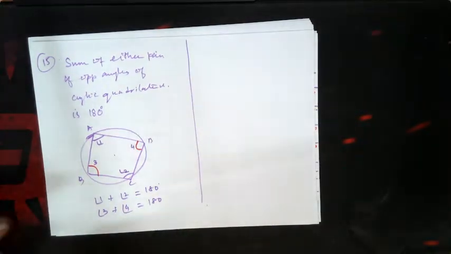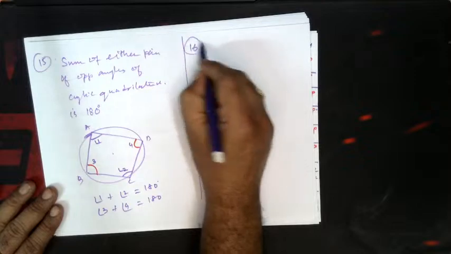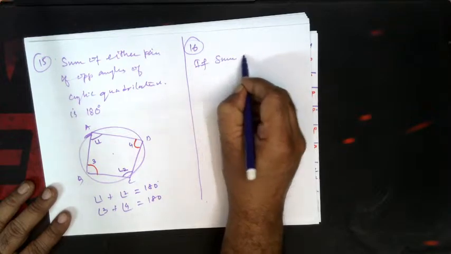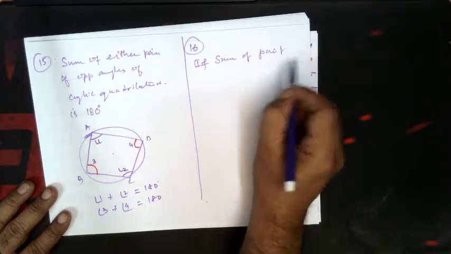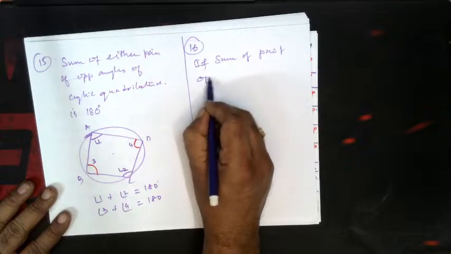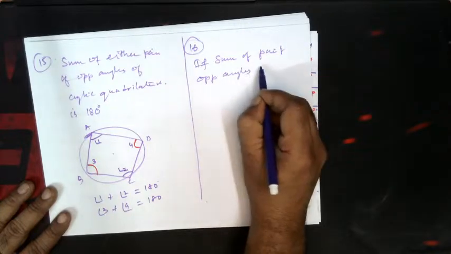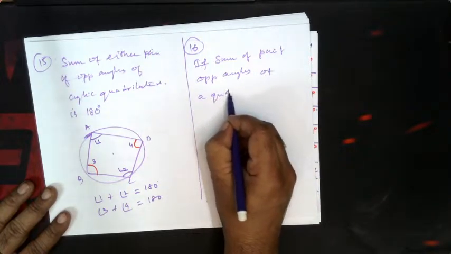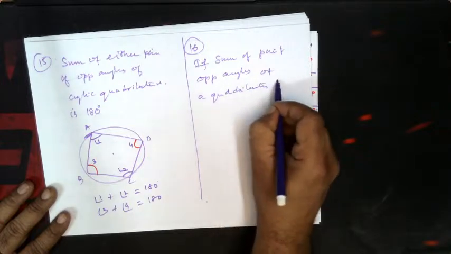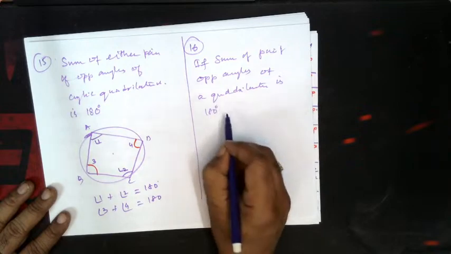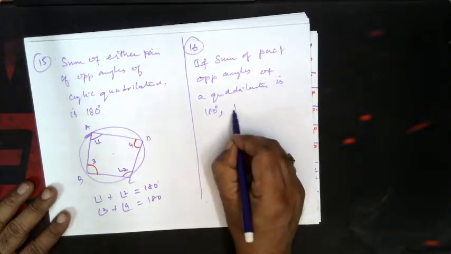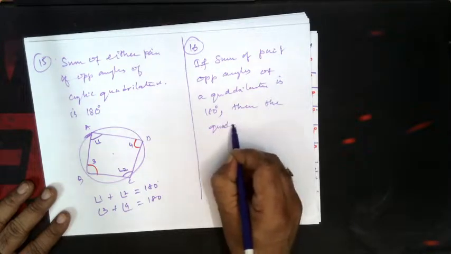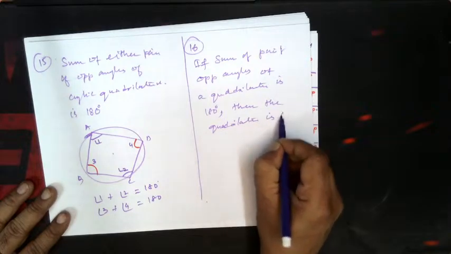Now you can have the converse of this one. If the sum of a pair of opposite angles of a quadrilateral is 180 degrees, then the quadrilateral is cyclic. That's all.